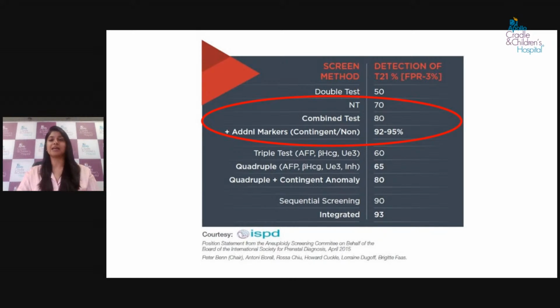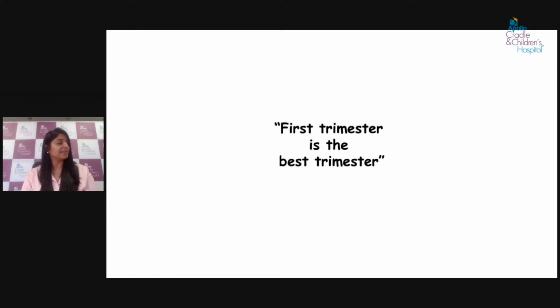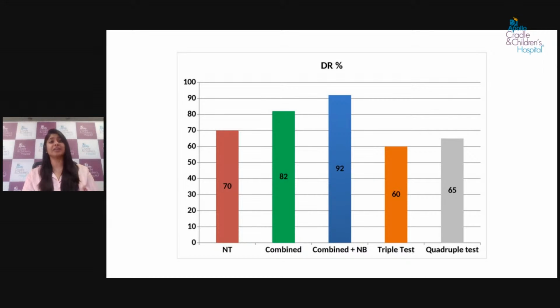By NT alone, that is the ultrasound scan alone, about 70%. When we combine both the double test and the NT, the combined test, it is about 80%. When we add the additional markers, it becomes 90 to 95%, which still remains the gold standard for screening for chromosomal abnormalities. First trimester, like I said, is the best trimester, not only to detect chromosomal abnormalities but also to help us predict other structural abnormalities and the outcome in multiple pregnancies, and the probable chance of the pregnant woman having preeclampsia can also be predicted.